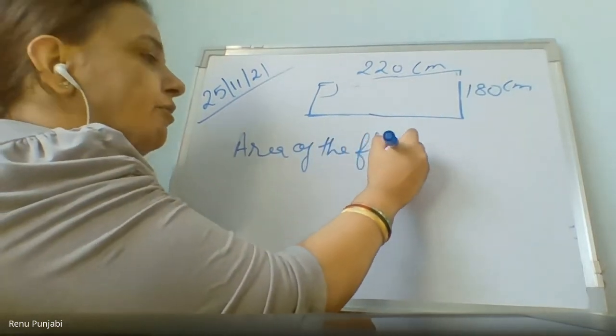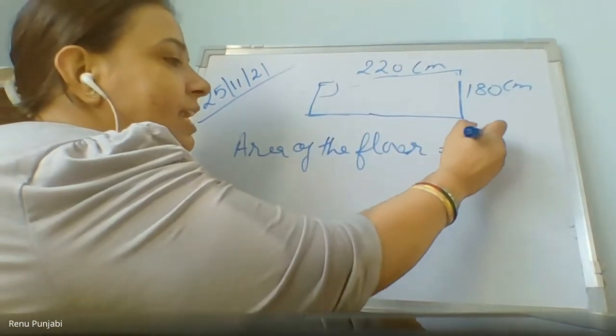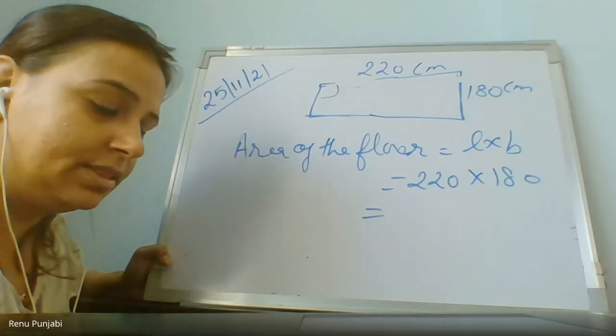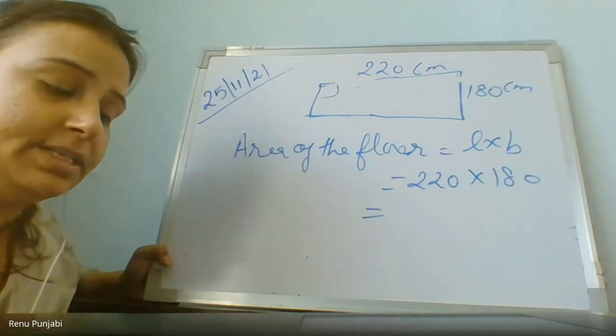What is the area of the floor? It's a rectangle figure, length into breadth. 220 multiplied by 180. Find the answer and tell me. Ma'am, how did we get 220 and 180? My dear, it's given his kitchen is 220 centimeter long and 180 centimeter wide. Okay, so multiply and get the answer. The answer will be 39,600. And ma'am, the tiles should come 24 only.